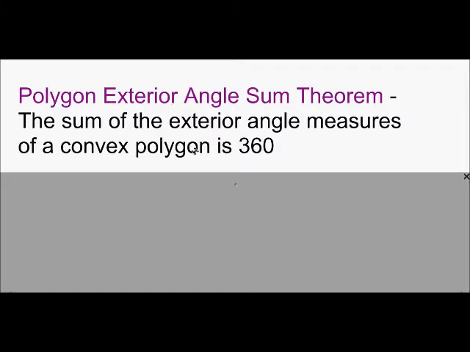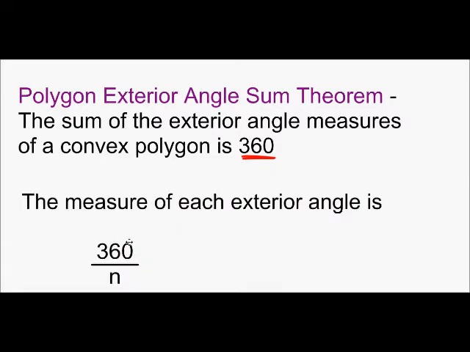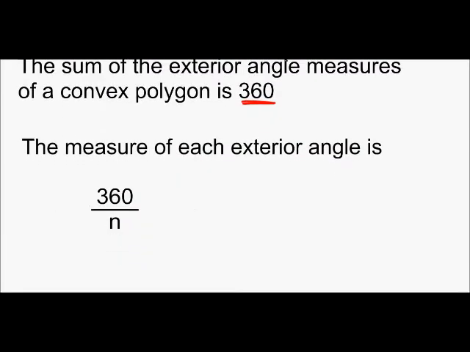The polygon exterior angle sum theorem tells us that the sum of the exterior angle measures of a convex polygon is 360. Always. So this is always how many degrees are in the exterior angle measures. If you wanted to just get one exterior angle, then you're going to divide by n, which is the number of sides. So again, if we were looking at a triangle, I would plug in a 3 for my n. 360 divided by 3 is 120.